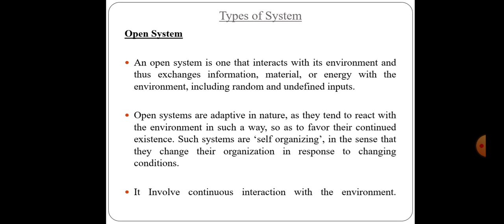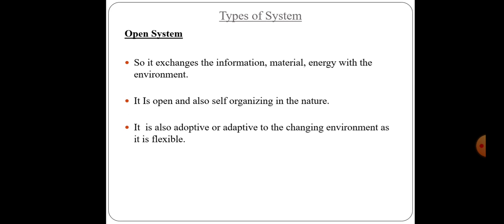The name itself tells you. So the other system can also interact with this system. So there is a regular interaction, maybe the exchange of inputs and outputs with other systems in an open system. So these systems are adaptive in nature, as they tend to react with the environment so as to favor their continued existence. These are self-organizing, in the sense that they change their organization in response to changing conditions. So there is continuous interaction with the environment in an open system.